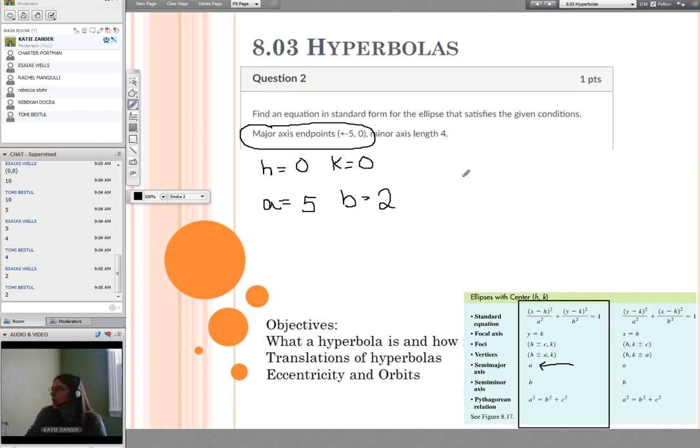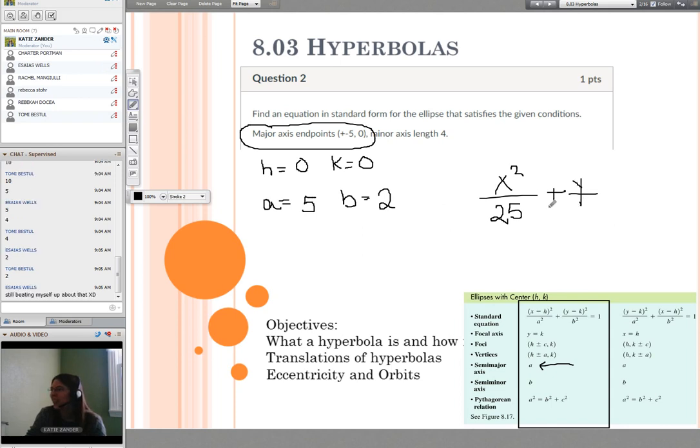We just have to substitute it into our formula. So x minus h, which is 0, so that's just x squared, over a squared. Now 5 squared is 25. I saw a couple people putting 10 there. Don't forget that you're going to square it, which means 5 times 5. Okay. And then in the second piece, y minus 0 is just y. And then b squared, you did turn out lucky here if you made that same mistake, because 2 squared is the same as 2 times 2, which is your 4.